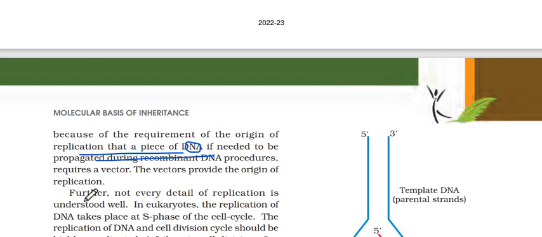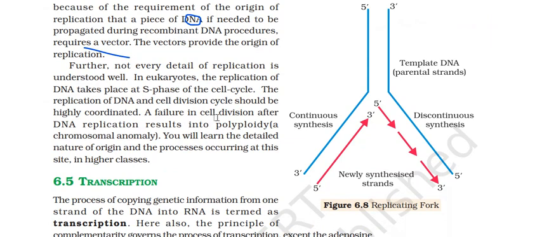ठीक है, क्यों चाहिए होता है वेक्टर? पहले जब भी हम recombinant DNA, I told you we've done this in biotech only. जो vectors होते हैं वो देते क्या है? Basically they provide an origin of replication. Fine, that's why we need a vector whenever we go for genetic recombination. Moving on, we have further, not every detail of replication is understood well.